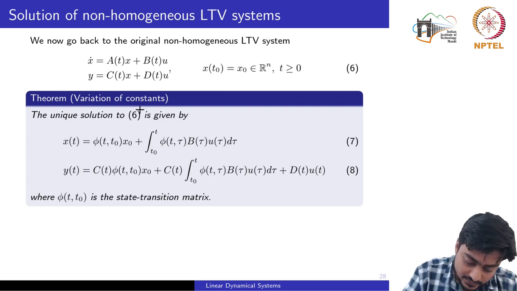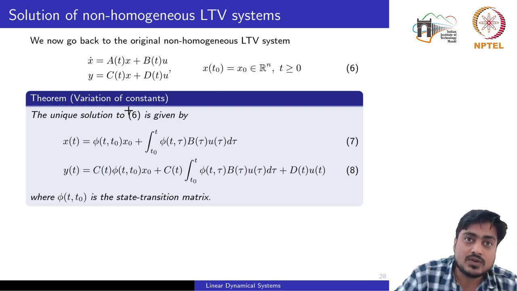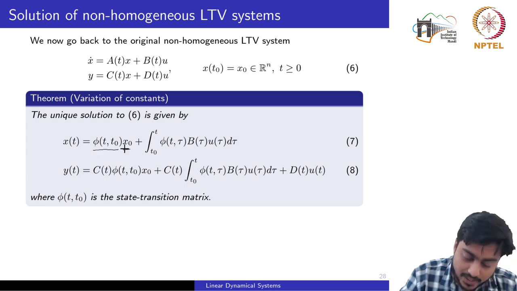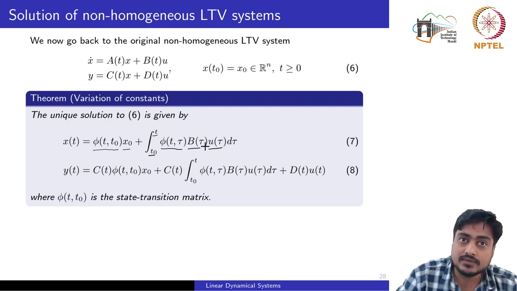In this result, we also call this the variation of constants. The unique solution to this system is given by x of t equal to the state transition matrix multiplied by the initial condition, plus the integral from the initial time to the current time of the state transition matrix multiplied by the input matrix and the input signal itself.